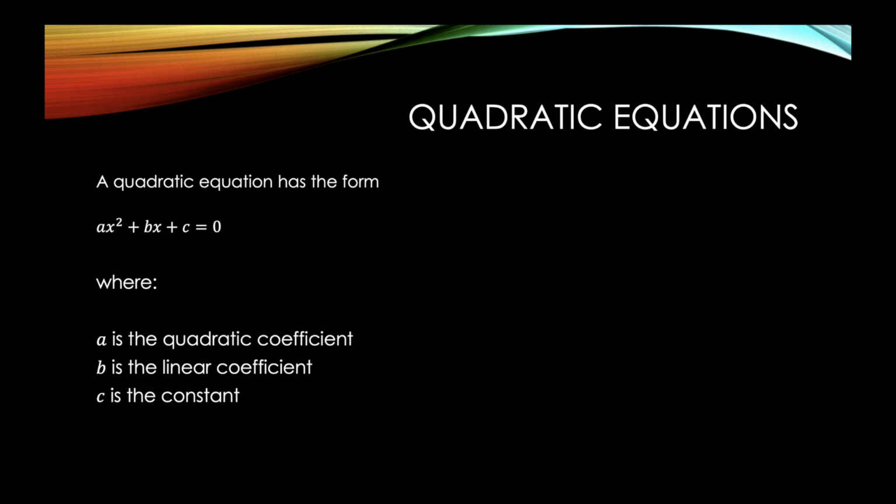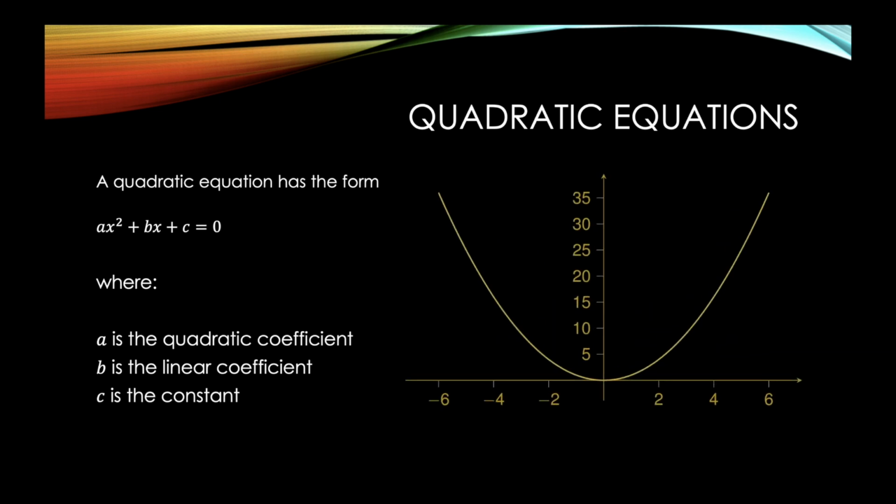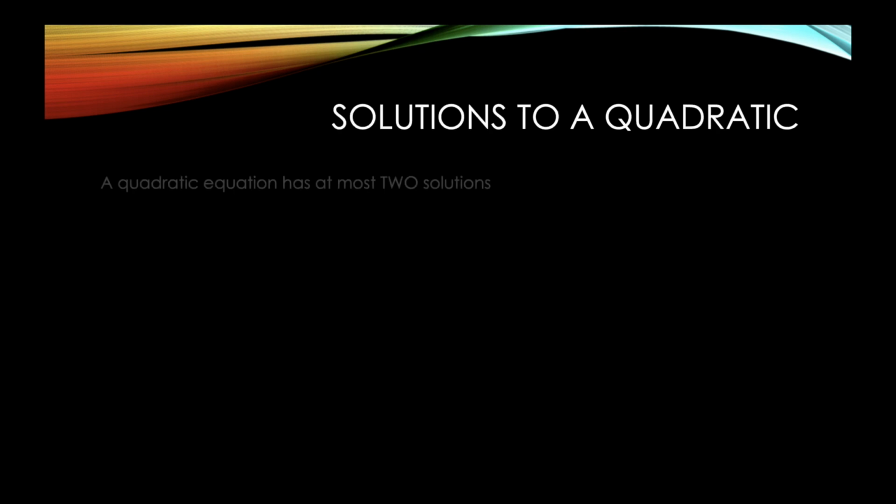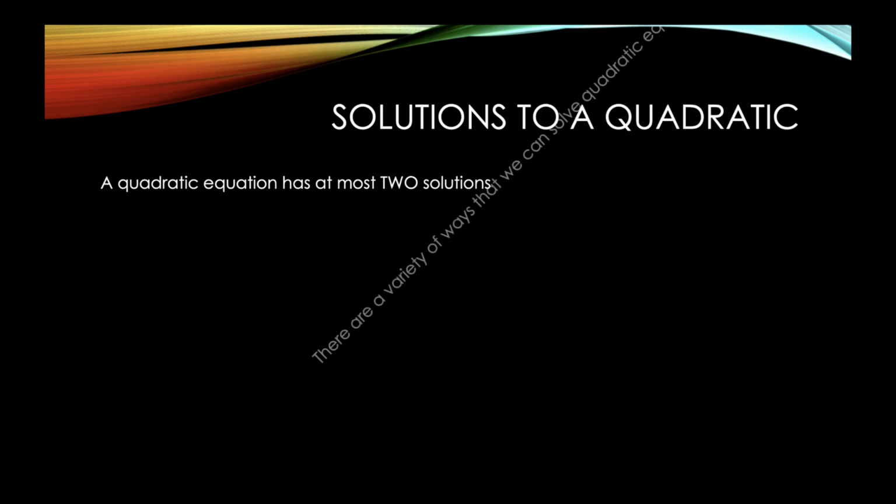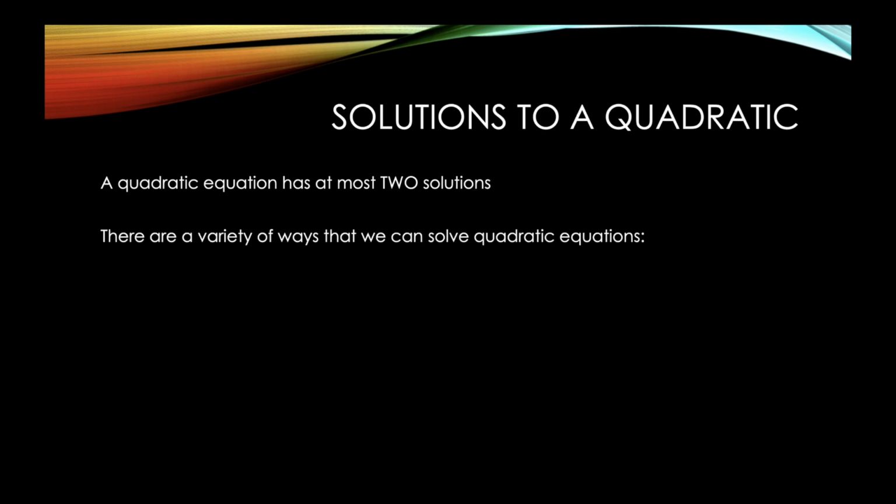which will reveal the most simple case of a quadratic equation to be x squared. And if we plot x squared onto a graph, it looks like this. Now, the quadratic equation can only have at most two solutions. There are actually a variety of ways where we can solve quadratic equations.